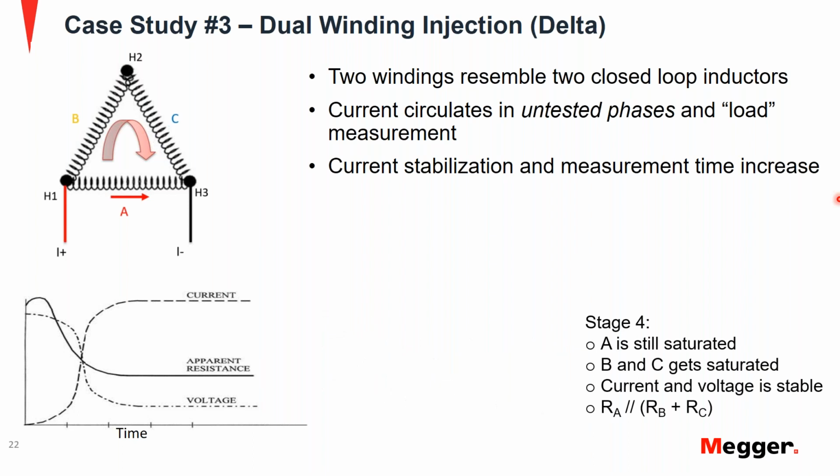And then finally, we enter stage 4. In stage 4, the phase that you are testing, the A phase in this case, is still saturated. In addition to that, the other two phases, the B and the C phase, also get saturated. What happens now is that the current and voltage stabilize, and the resultant resistance that you measure is a combination of the B and the C phase resistances in parallel with the A phase.